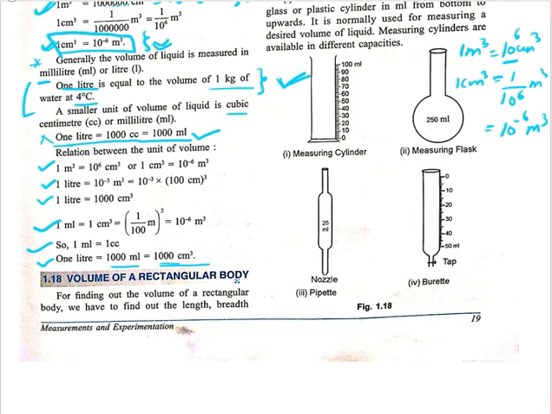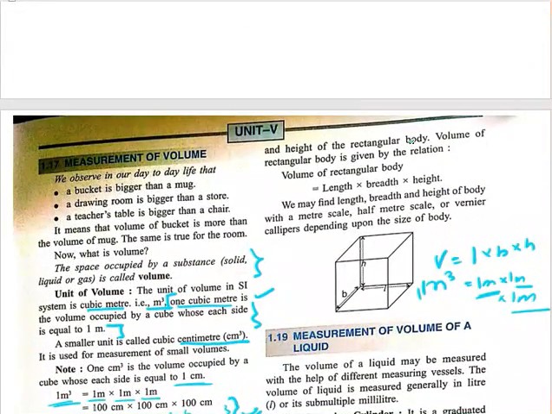Volume of a rectangular body. How will we calculate the volume of a rectangular body? For finding the volume of a rectangular body, we have to find the length, breadth and height of the rectangular body. Suppose we have a rectangular body, in this situation you can say a cuboid. For a cuboid, we have the length, breadth and height. This will be length, this will be breadth, this will be height. So the volume of the rectangular body is length into breadth into height. You remember this formula.